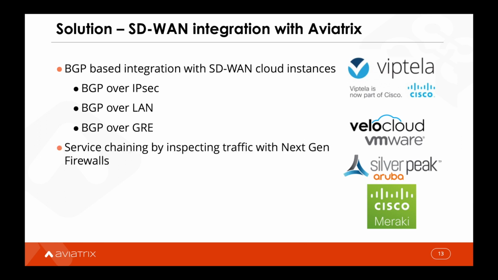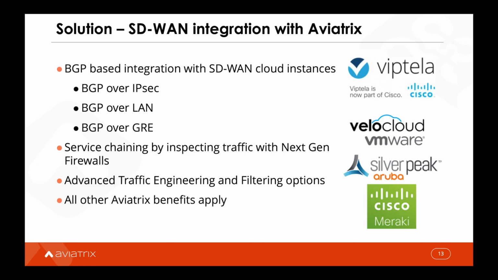With Aviatrix, SD-WAN traffic from on-prem sites such as data centers and branches can be seamlessly inspected by next-gen firewalls in the cloud transit layer using a feature called FireNet. We'll go over this feature in more detail later in this module. Aviatrix also provides advanced traffic engineering options such as routing control, which we just went over in this module. Finally, all other Aviatrix benefits apply, such as segmentation, as well as enhanced visibility of all your traffic in the cloud from on-prem via SD-WAN.